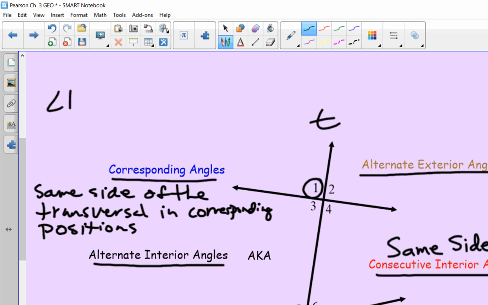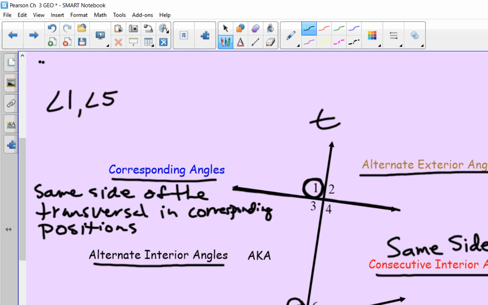And so angle 1 is sitting on top of this line. So I need another angle that's sitting on top of a line on the same side. The only other angle that's doing that is angle 5. It's on the left-hand side of the transversal. It's sitting on top of a line. So angles 1 and 5 are corresponding angles. Okay.